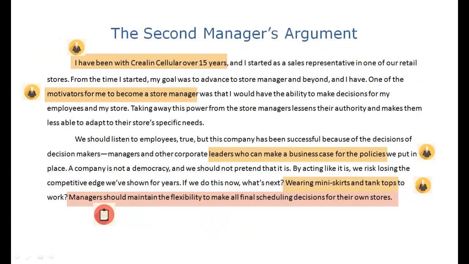What can I tell about the second manager? Well, he doesn't have much time to speak, but he makes a point about being with the company 15 years. That's a long time. He was motivated by the opportunity to make decisions. He talks about the authority of the managers and making a business case for the decisions they make for their stores. He talks about flexibility and the dress policy.